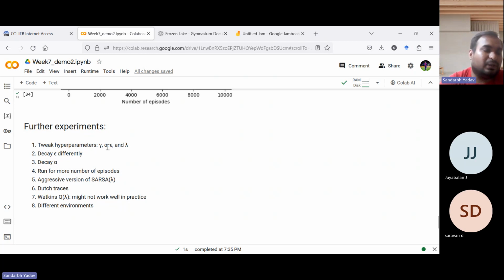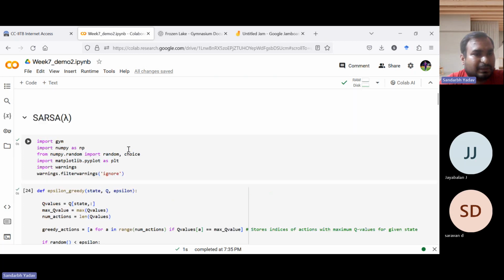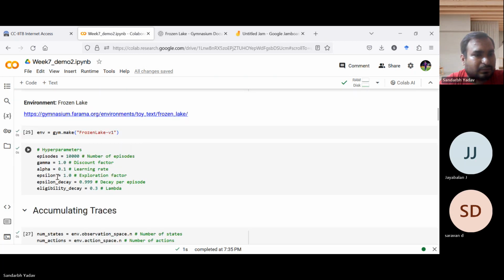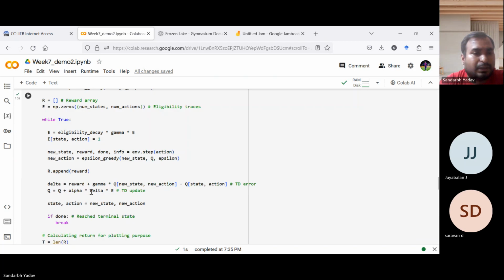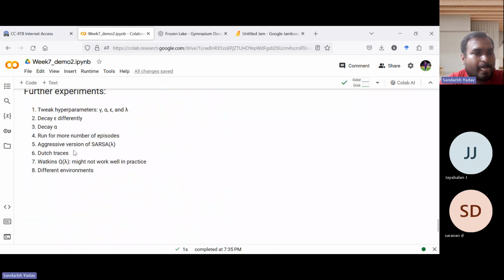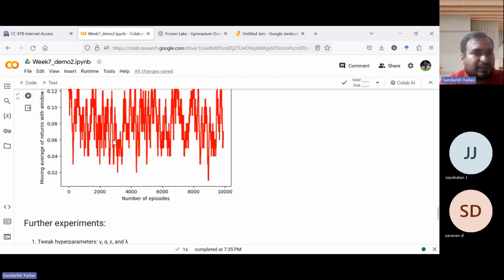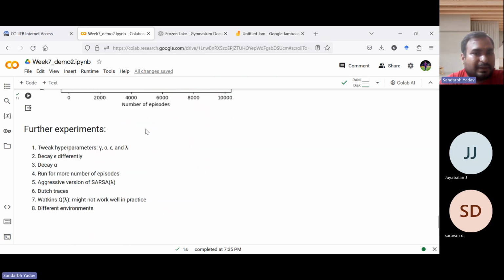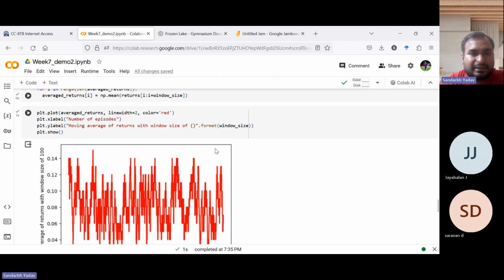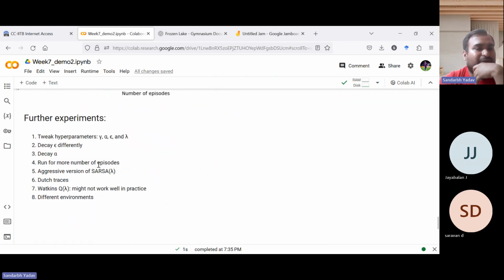Then you can try the learning rate also. We have 0.1. Epsilon is the exploration factor, and there is a decay factor, so you can decay it in a different manner. We decayed it by 0.999. You can start off with some other value than one, and then you can have a different value of lambda also. We had, I think, 0.3. Where is lambda? The eligibility decay, yes, 0.3. Then you can run for more number of episodes, especially for this one. We have a limit, it's already 740. So you can run for more number of episodes.